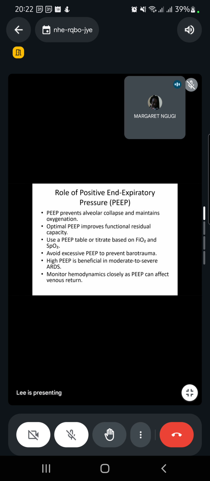So what is the role of positive end expiratory pressure? PEEP prevents alveolar collapse and maintains oxygenation. Optimal PEEP improves the functional residual capacity. You use the PEEP table to titrate based on the FiO2 and SpO2. Avoid excessive PEEP to prevent barotrauma. And you monitor your hemodynamics closely, as PEEP can affect your venous return.